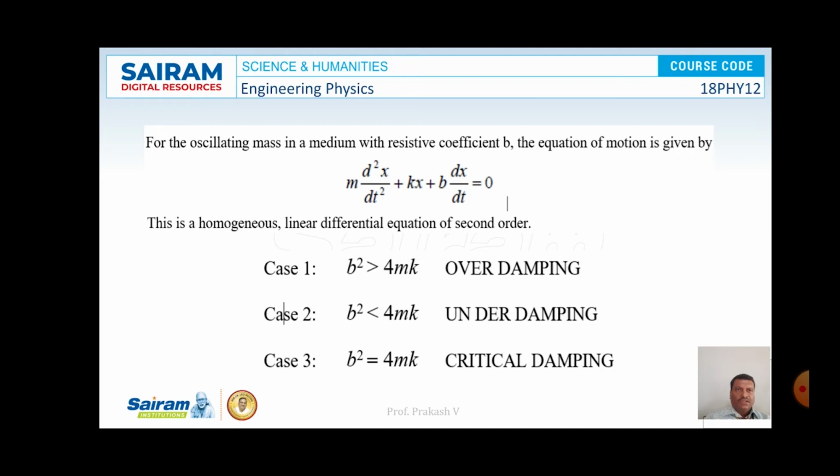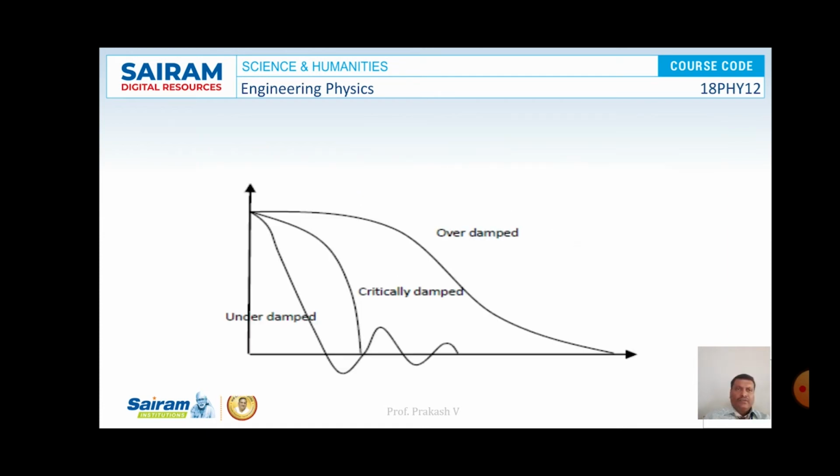Here there are three cases: over damping, under damping and critical damping. In case of over damping, the value b square is greater than 4mk; in case of under damping, b square is less than 4mk; and in critical damping, b square is equal to 4mk. When we plot a graph of displacement versus time, the curves obtained for under damping, critical damping and over damping are as shown in the picture.